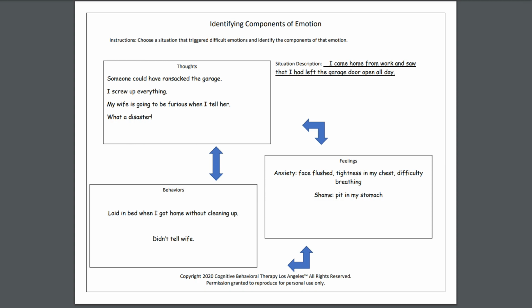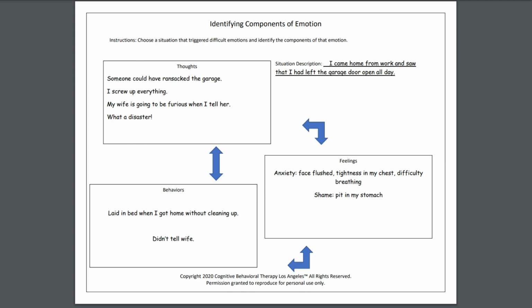So behaviors, he laid in bed when he got home without cleaning up and didn't tell his wife. So acting a little bit depressed, I guess. Now, feelings in this case aren't emotions, but they're how emotions, such as anxiety and shame in this case, can affect someone physically. So for example, he felt anxiety, and because of that, he had a face that was flushed. He had tightness in his chest and difficulty breathing, and then because of the shame, he felt a pit in his stomach.